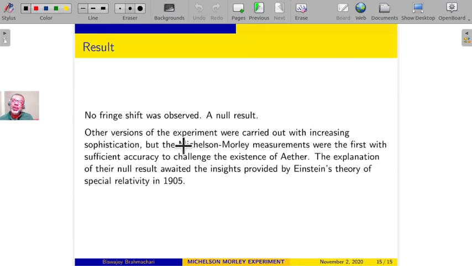So at the time when Galilean relativity was there, Michelson and Morley's conclusion was that there is no ether. Michelson and Morley's measurements were the first with sufficient accuracy to challenge the existence of the ether. And this explanation of the null result awaited the insights provided by Einstein's theory of special relativity.